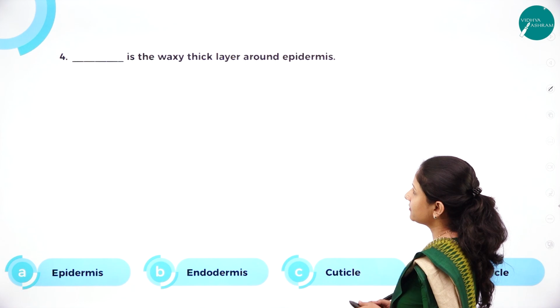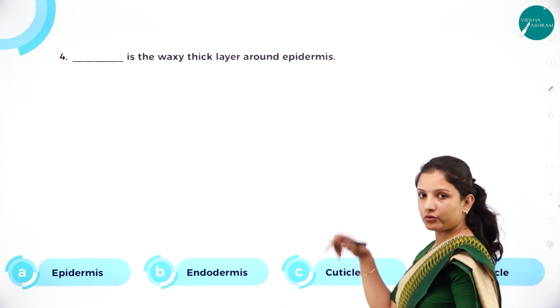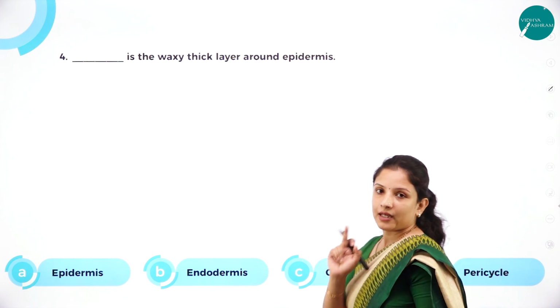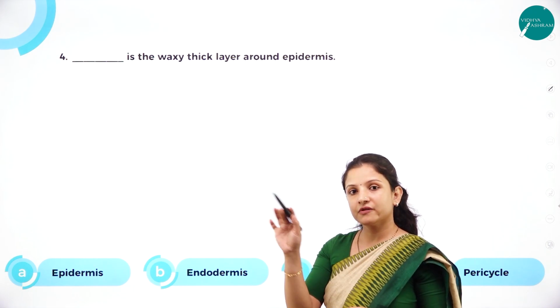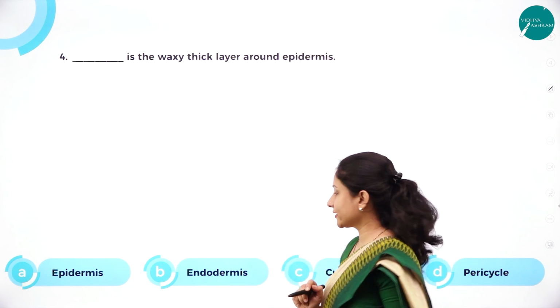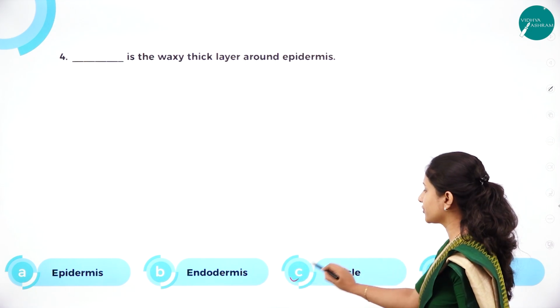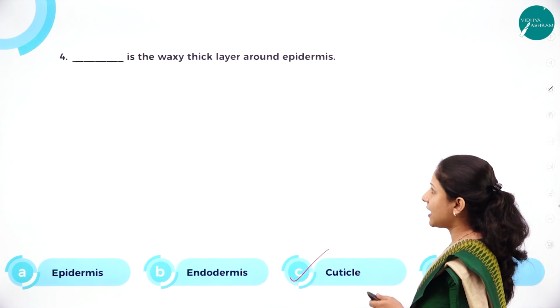Next one. Dash is a waxy thick layer around the epidermis. In the epidermal tissue system, if you remember, I told you there is a layer which is made up of thick wax. What is it called? It is called the cuticle. Option C is the right answer.